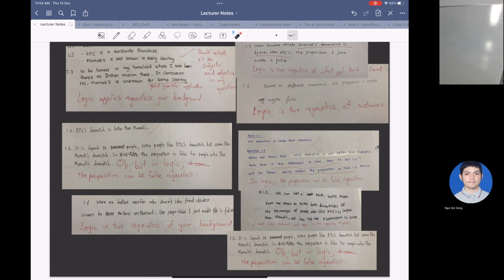Someone said that it depends. Some people like KFC drumstick, or some like another drumstick. To be honest, in my homeland where I was born, there's no Indian Muslim there.